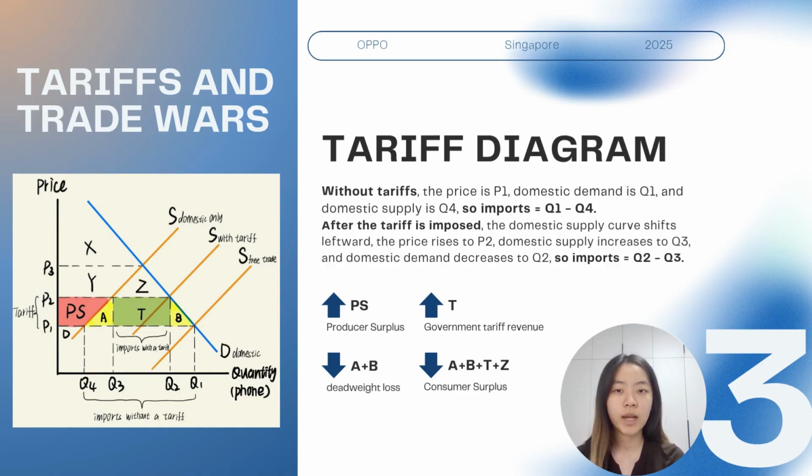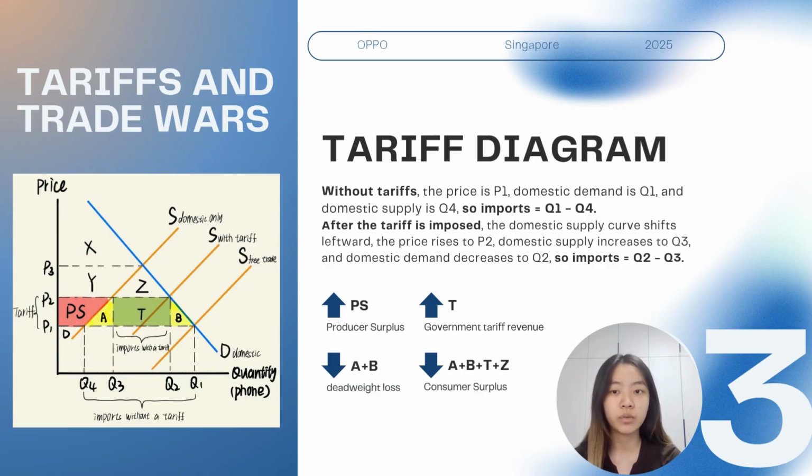After the tariff, the price goes up to P2. Producers make a bit more, consumers buy a bit less. So imports drop to Q2 minus Q3. If you look at the chart, you will see the red area means local producers gain more profit. It's good for them. The green area shows government tariff revenue. The A and B triangles represent deadweight loss, meaning total social welfare decreases.